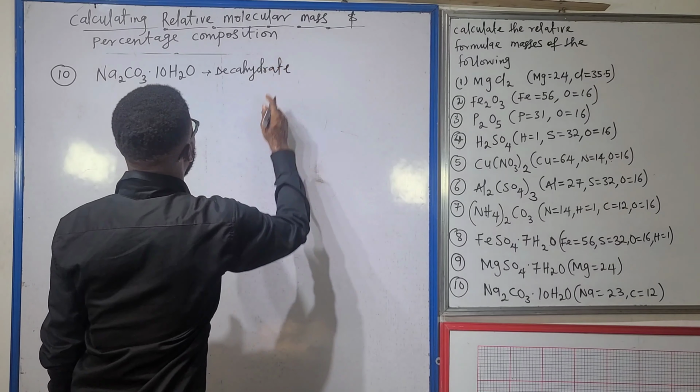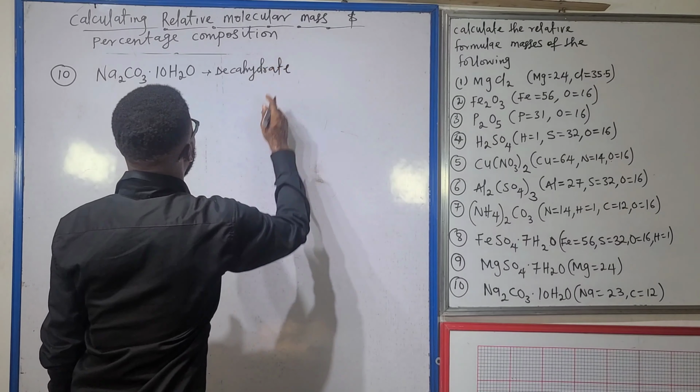Of course, in this case, we were told to calculate the relative molecular mass, or the formula mass. It simply means the same thing. So, sodium in this case is 23. It happens twice, so that's 23 times 2. Carbon happens once, that's 12. Oxygen happens thrice, that is 16 times 3. Plus water is 18, happening 10 times, so that is 10 times 18.